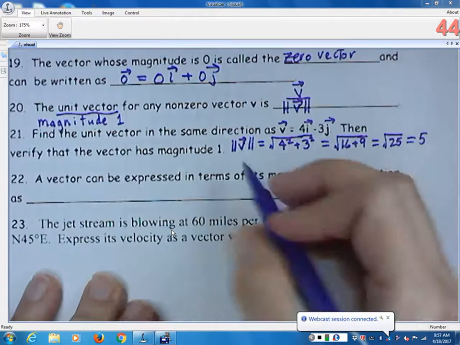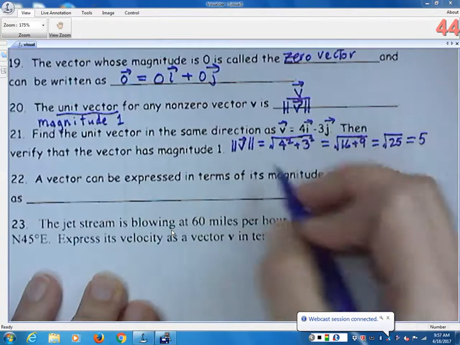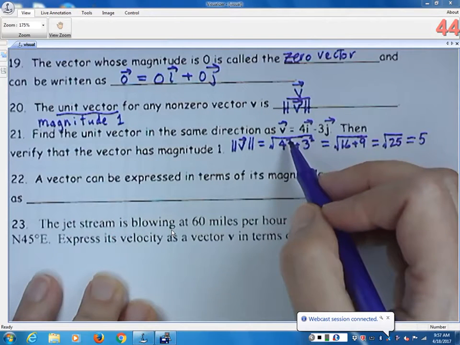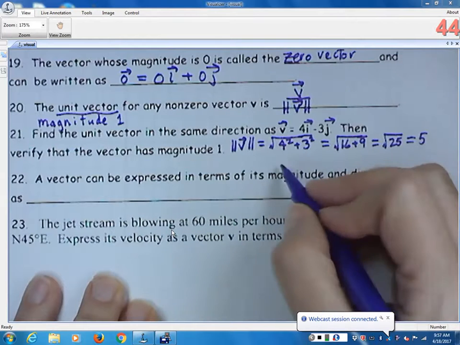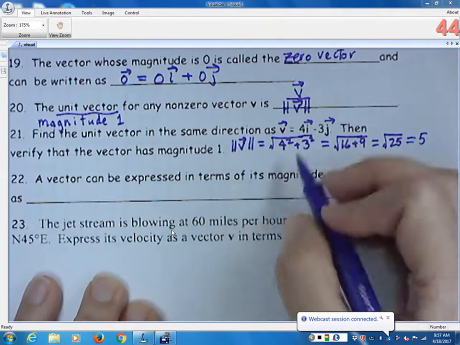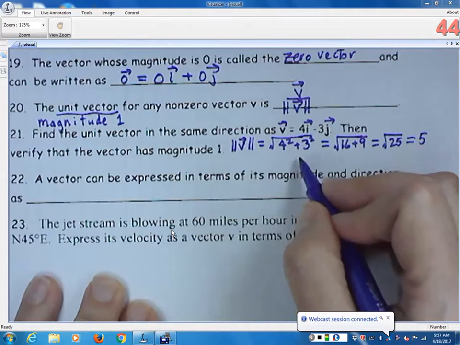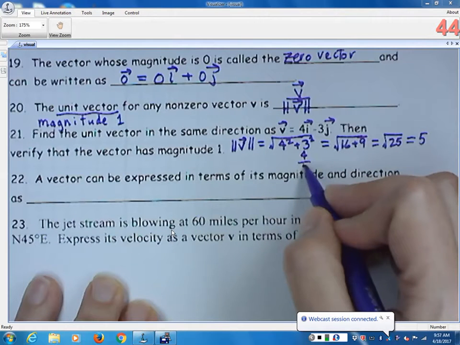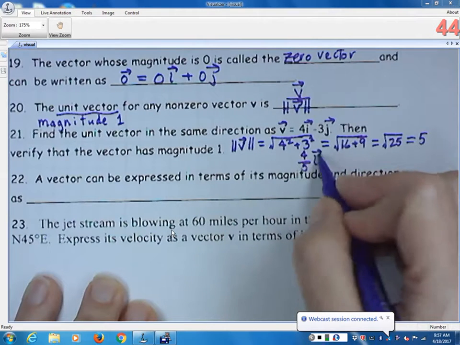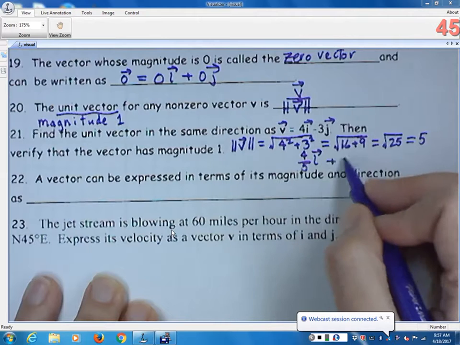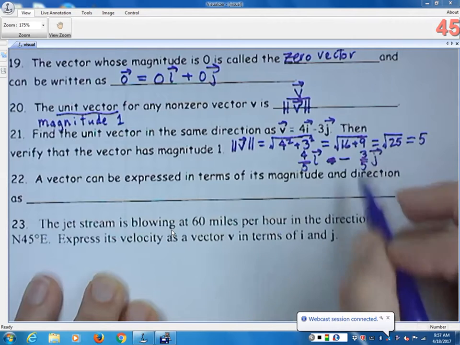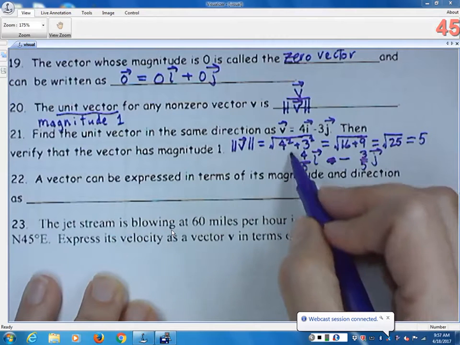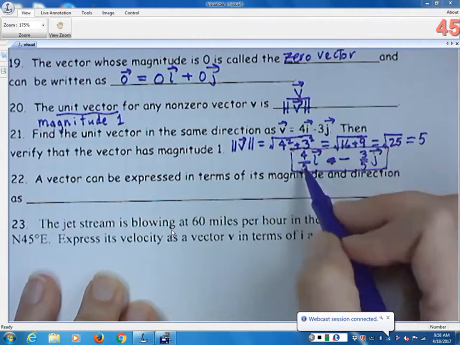Okay, so we're going to divide this vector V by 5. So we're going to divide each term by 5. We get 4/5 I plus minus 3/5 J. So this is the unit vector with a magnitude of 1.